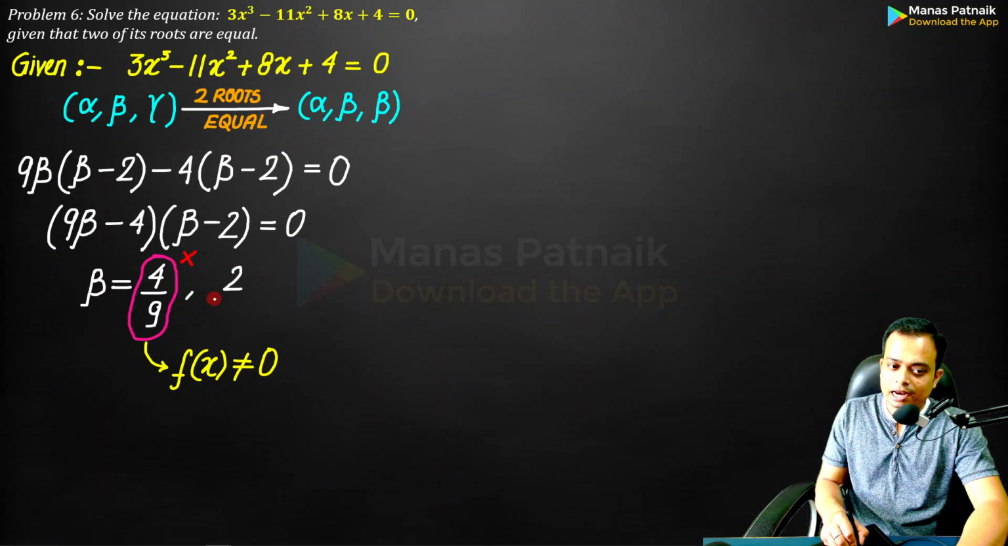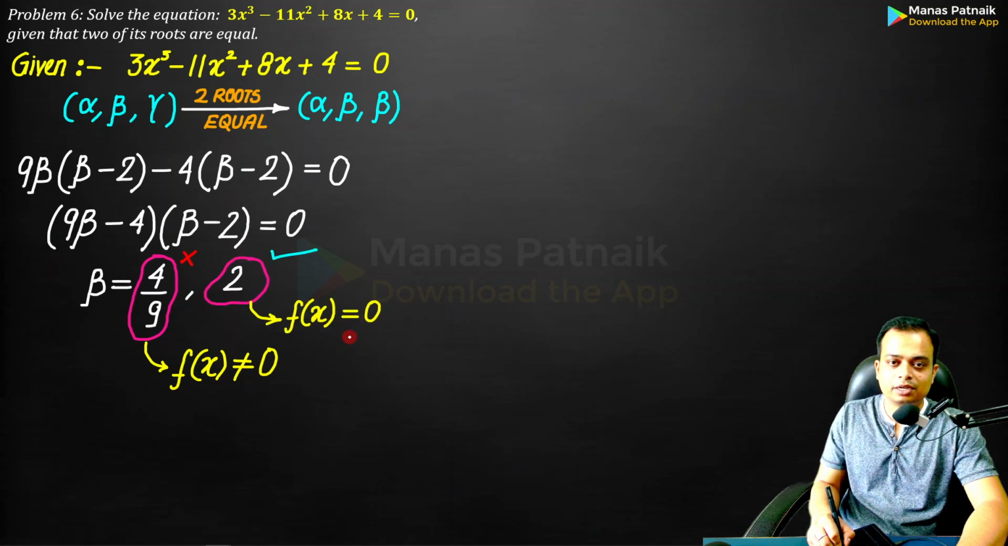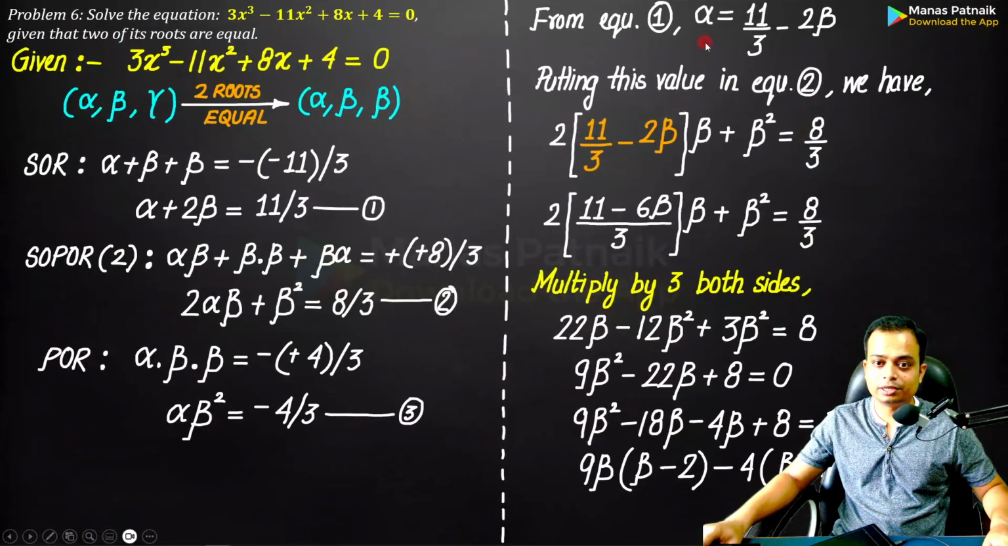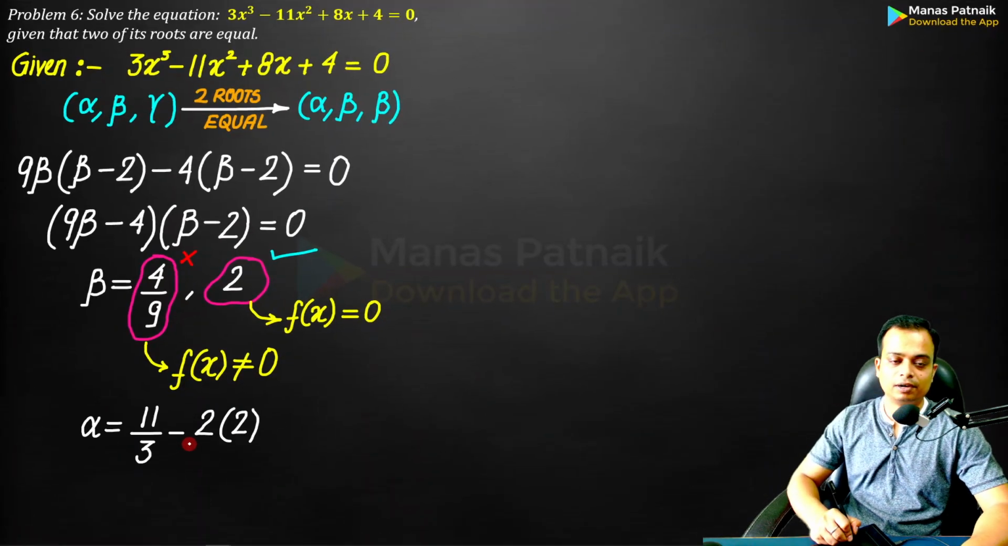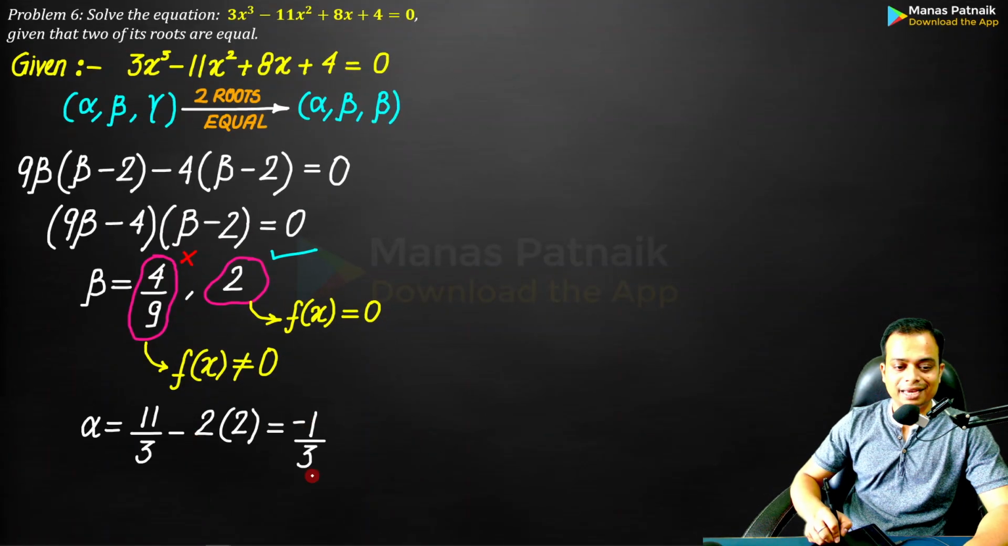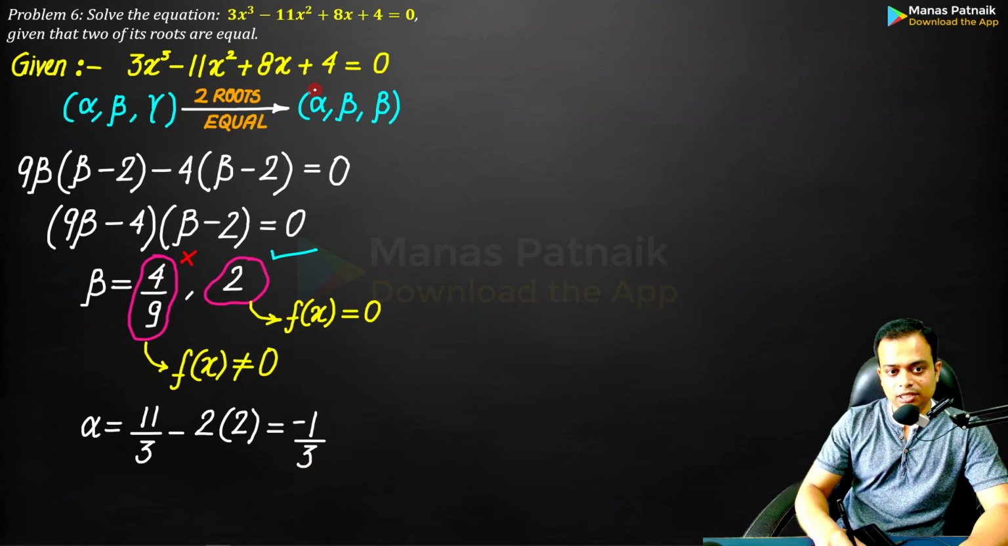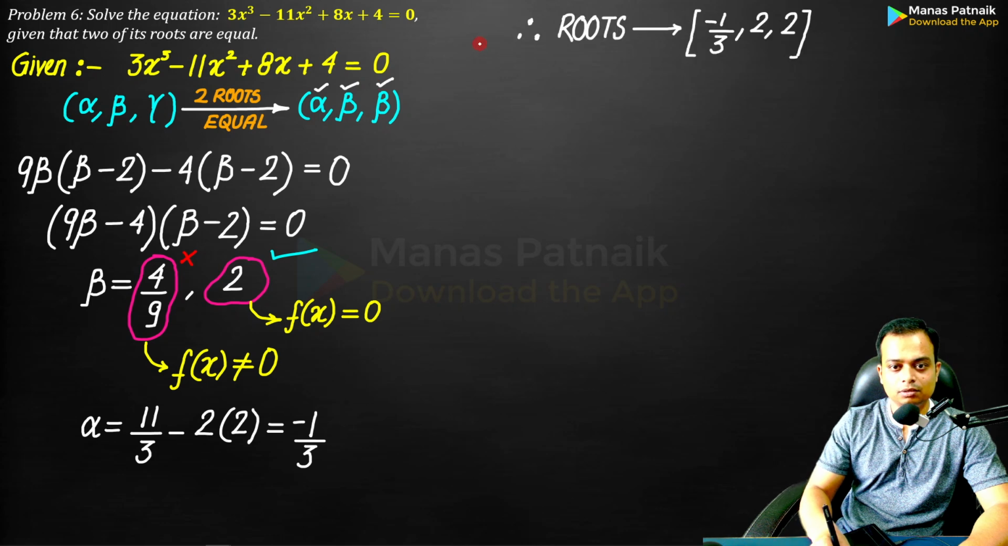The moment I put the value of beta as 2 into this equation, I get f of x is equal to 0. It perfectly satisfies. Therefore, beta is equal to 2 is a root. And based on this beta, I'm going to put this value of beta into this equation. Alpha is equal to 11 by 3 minus 2 beta. The moment I do that, I get the corresponding value of alpha, which happens to be minus 1 by 3. So the roots are alpha minus 1 by 3, beta is 2, beta is 2. These are the roots.